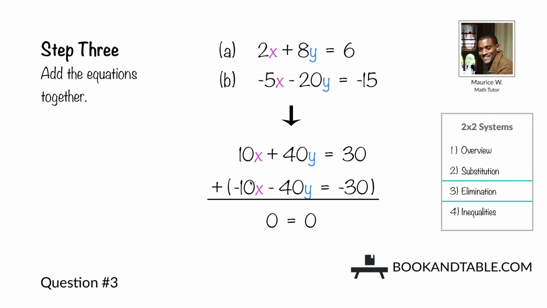But when we do so, we wind up getting 0 is equal to 0, since our y terms cancel each other out. 40y plus -40y equals 0. And 30 plus -30 would also be equal to 0. So since we cannot solve for either variable, and we wind up with a true statement, that lets us know that we are dealing with the same line, and thus there are an infinite number of solutions. So the answer to question number 3 is infinite. There are infinite solutions, since these are actually the same line.